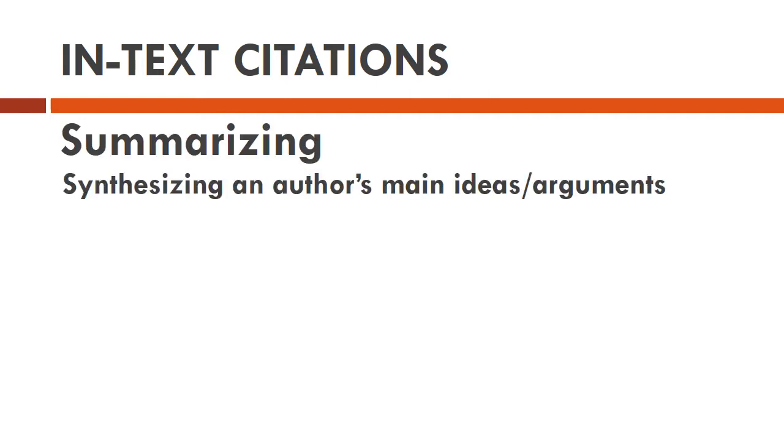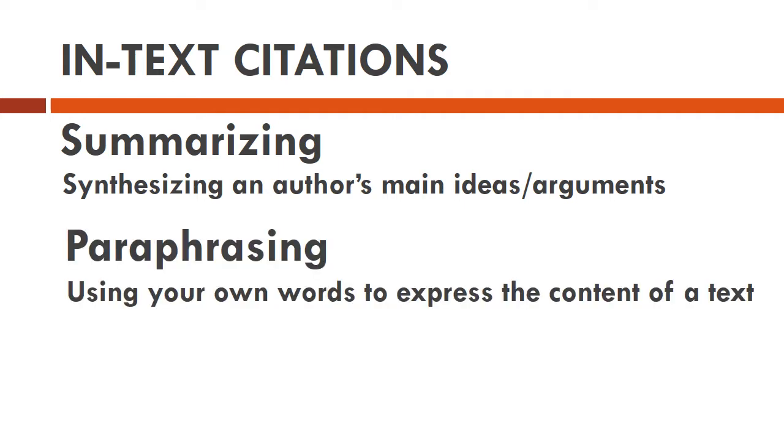The first way is summarizing. Summarizing is when you condense an author's main ideas or arguments into just a few sentences. So for example, if you read an article that is 6 pages, you might summarize the findings of the article in 6 sentences. Second, you can paraphrase, which is using your own words to express the ideas of someone else.